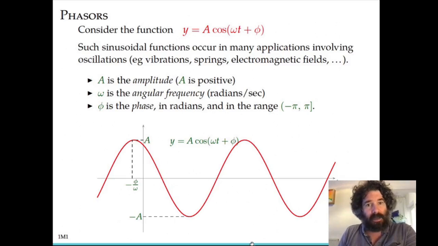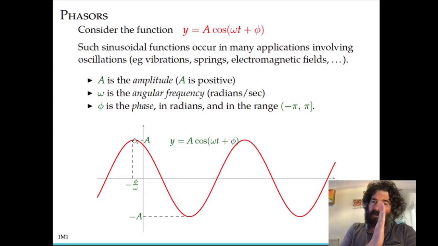A is called the amplitude of the oscillation. It's how tall the waves are. Here would be A. Omega is the angular frequency of the oscillation. It corresponds with how rapidly the wave is moving up and down in radians per second. And then phi is called the phase. It's in radians, and it controls how the sinusoidal function is translated either left or right.